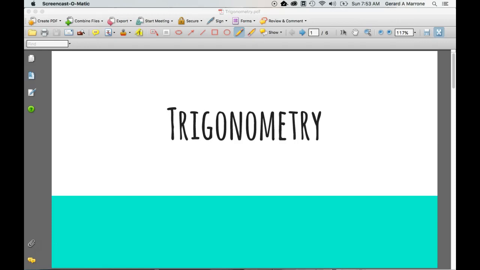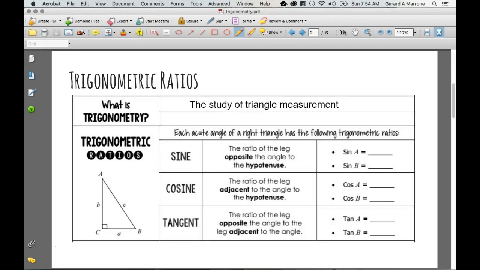Welcome back. Today we're going to talk about trigonometry. It's the first thing we're going to really focus on after we do special right triangles, and we're going to be here for a little bit, so it should be something that will become fairly familiar to you as you go through. So the first thing we need to do is answer the question, what is trigonometry?